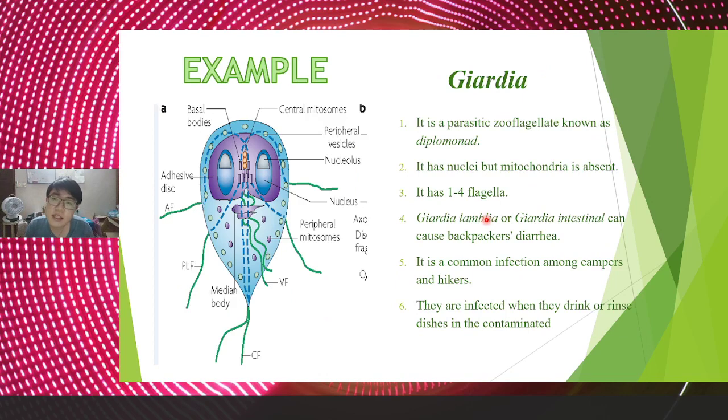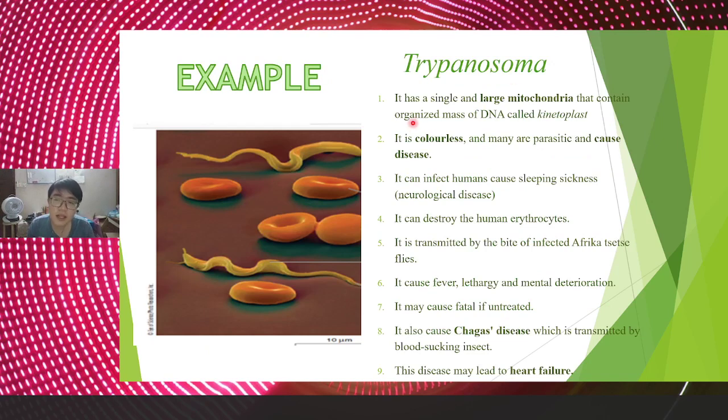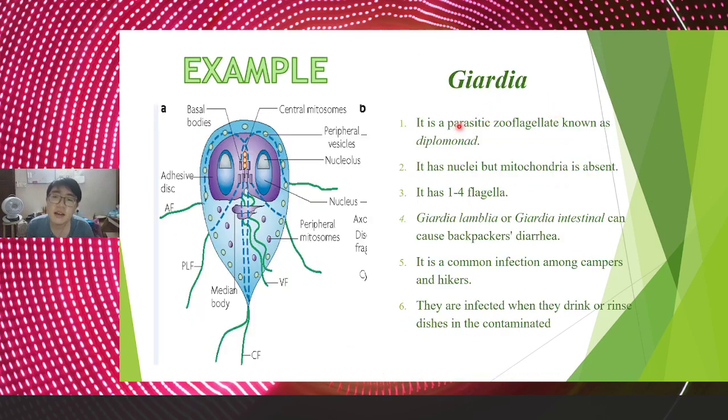Okay, the next one, I also don't know how to say it. Giardia. If I'm not mistaken, Giardia. It looks like this. Giardia. And it is also parasitic. It has a nucleus but the mitochondria are absent. It has no mitochondria. Just now the Trypanosoma has a large mitochondrion, but this one has no mitochondria. It only has a nucleus.